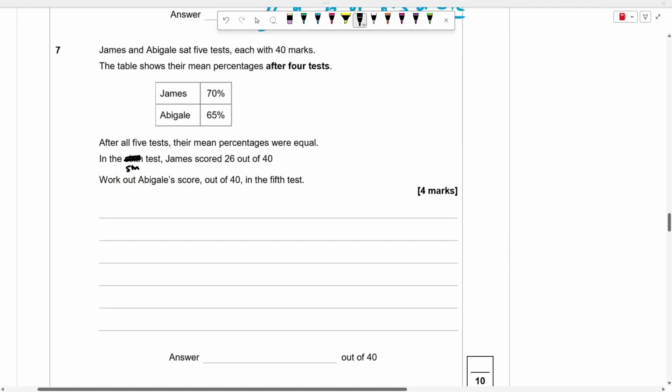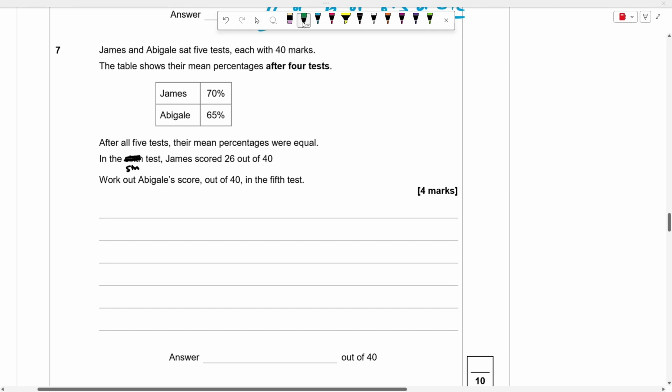Now, before we get started on question 7, there was a bit of a typo in the question. It does mention in the information what James scored on his 6th test, when actually it's the score from the 5th test. And the only reason I know that is because it talks about after all 5 tests the mean percentages were equal. So if the original wording of 6th test was there, this would be a much more difficult question for us to do.